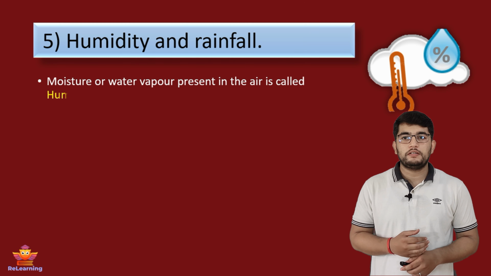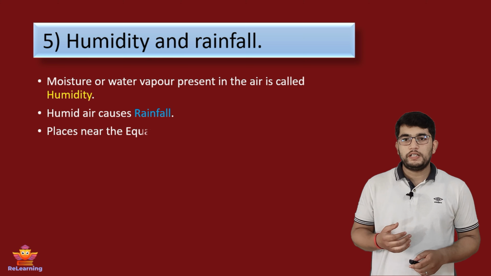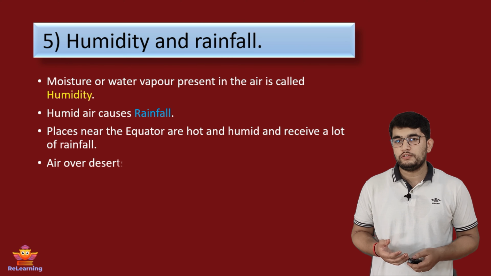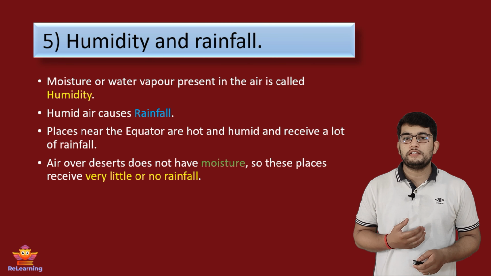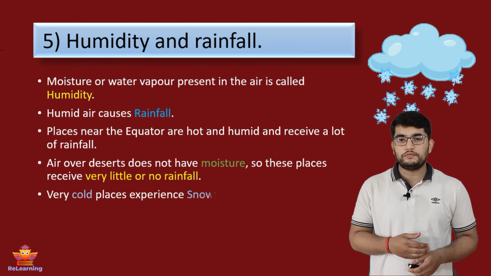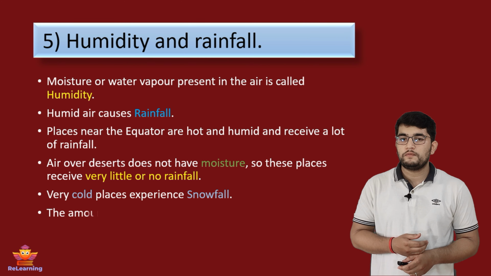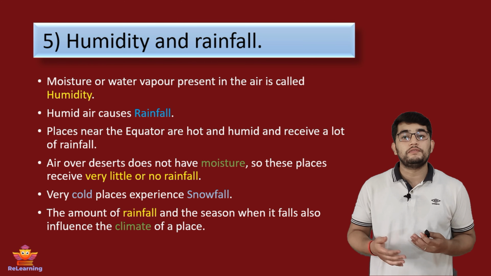Moisture or water vapor present in the air is called humidity. Humid air causes rainfall. Places near the equator are hot and humid and receive a lot of rainfall. Air over deserts does not have moisture, so these places receive very little or no rainfall. Very cold places experience snowfall. The amount of rainfall and the season when it falls also influence the climate of that place.